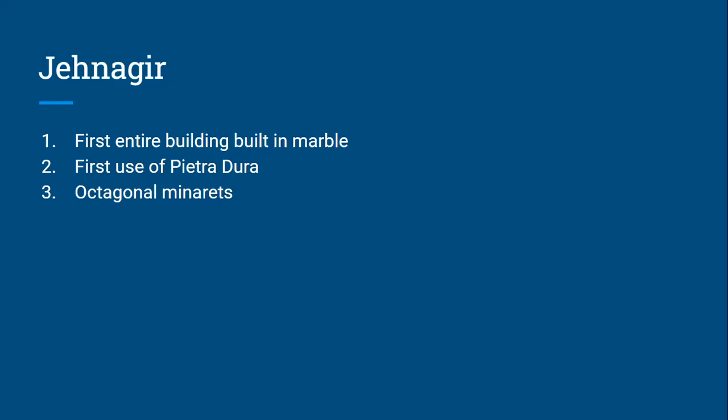Second, first time we see the use of Pietra Dura, but Pietra Dura became an important aspect under Shah Jahan. Here, at Jahangir's time, it only emerges, and it became a very profound feature under Shah Jahan. And octagonal minarets. Minarets usually are circular, but from Jahangir's time we see the emergence of octagonal minarets. Okay, so let us see.